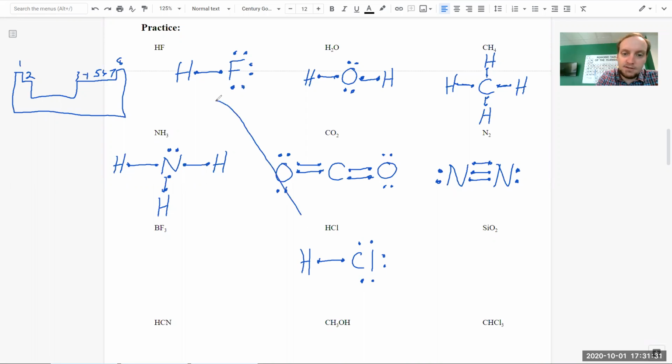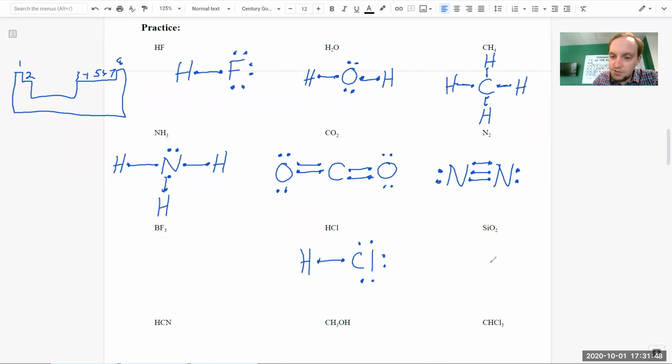Again, not surprisingly, these two look identical because fluorine is the same family as chlorine, so they're going to bond the same way with hydrogen. So that shouldn't be surprising that they look identical because, with the same number of valence electrons, of course they're going to look the same.